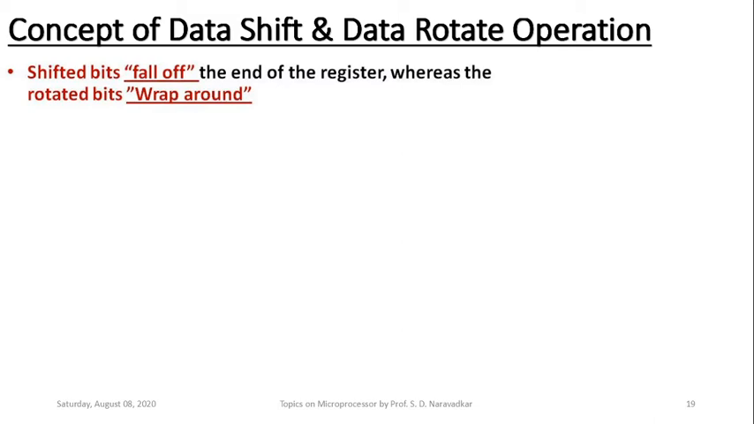Whenever we perform a data shifting operation here, obviously data will be shifted towards left or towards right. It means that if it is shifting towards left, the bit which is coming out of the MSB is generally copied to the carry flag and thereafter it will be lost. That's why it is written here, shifted bits fall off the end of the register.